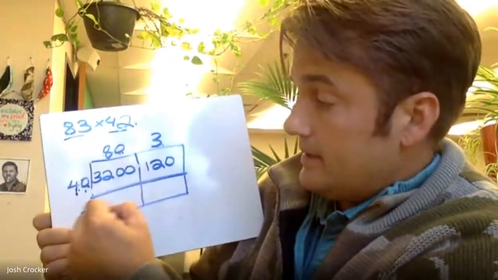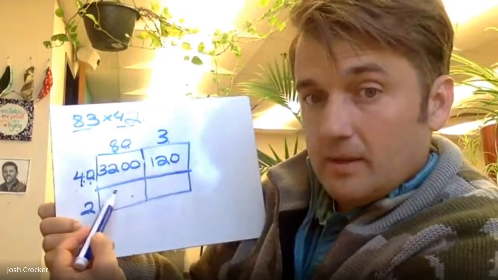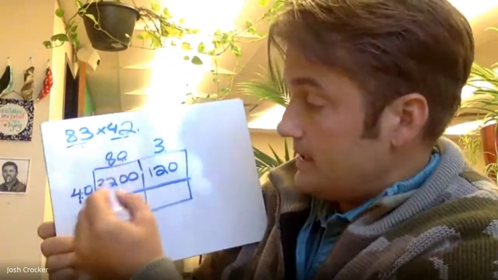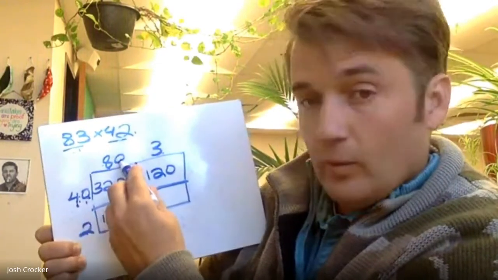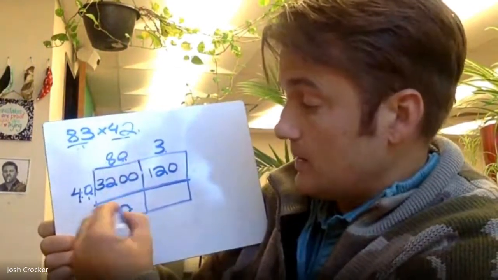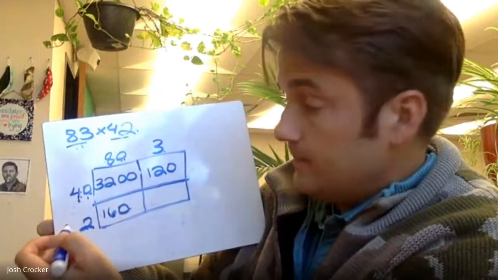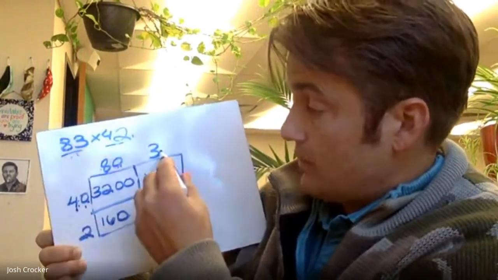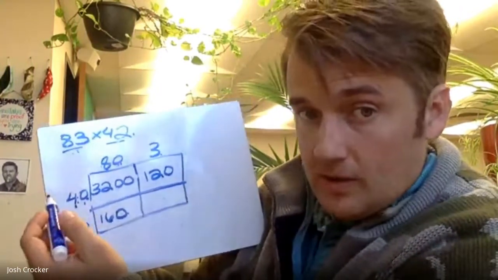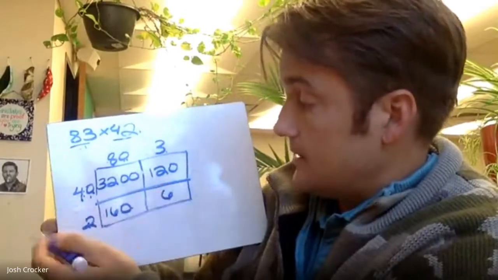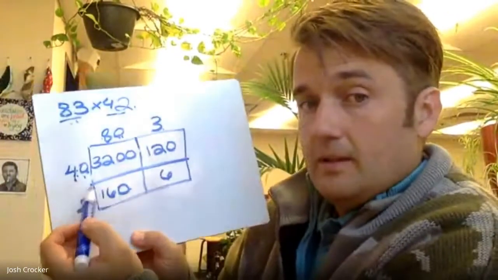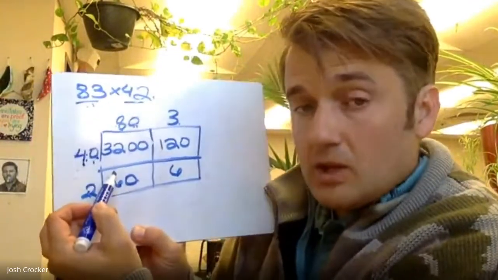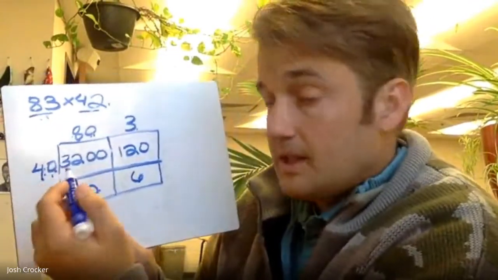Now 80 times 2. These are the numbers that meet up in this square. 8 times 2 is the basic fact, 16. With a 0, it becomes 160. And then in this last square, we're doing ones times ones, so there are no zeros at all. 2 times 3 is 6. Now I have the product of all 4 of these multiplication problems, and I just need to add them up.